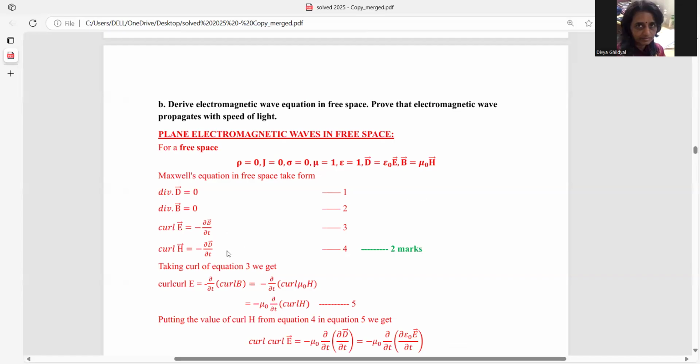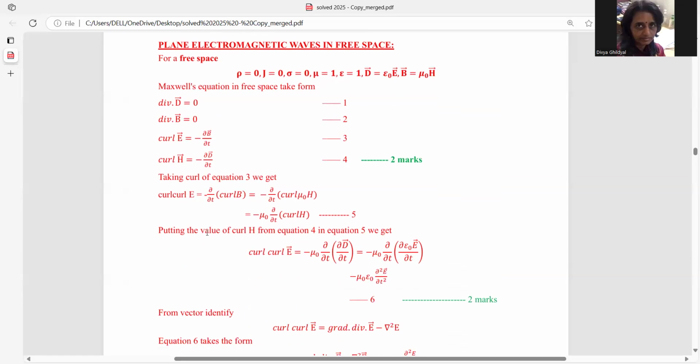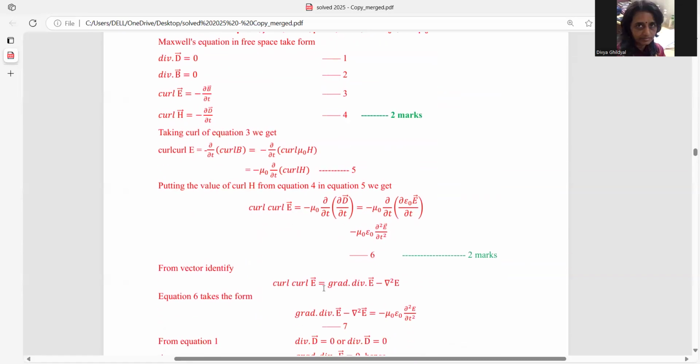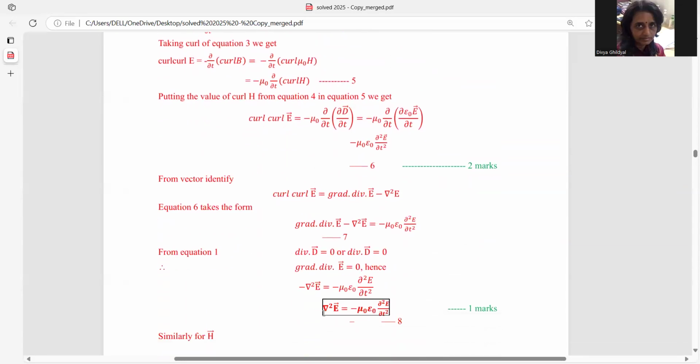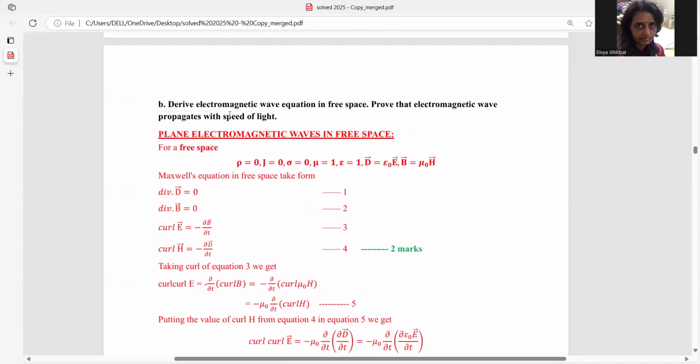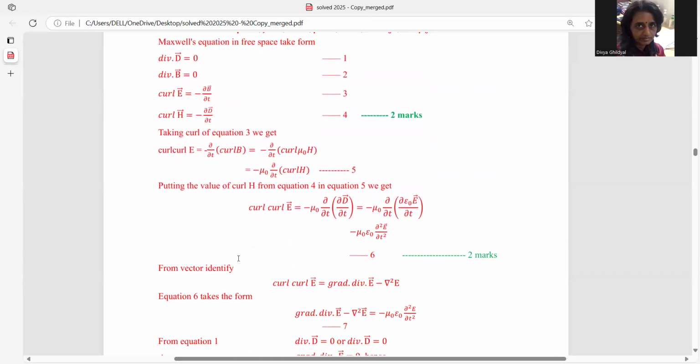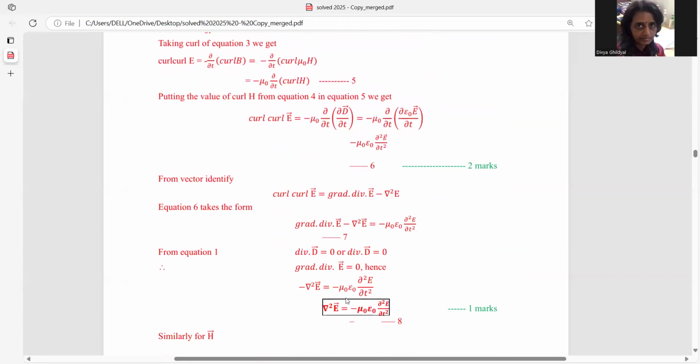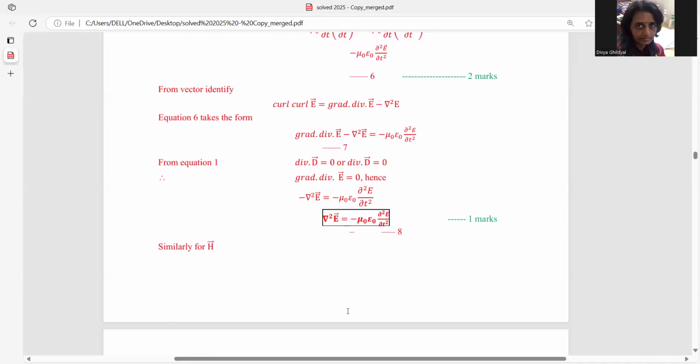And then the third and fourth equation, you take curl of the third equation and put these values in equation 4. Solve them, subtract, use vector identity step by step and get the answer. So till here, see, 2 marks you have got for explaining what is free space, putting them in Maxwell's equations, and then subtracting the third and fourth equation by taking curl, you get this. So roughly 5, 5.5, or even you can get 6.